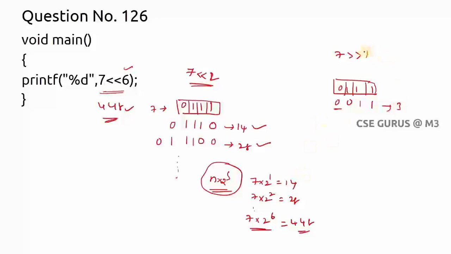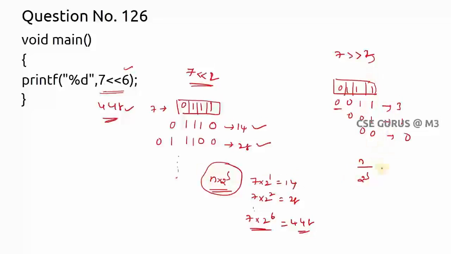Now if you want to go for 2 shifts, this has to be shifted to the right again. This 0 here, this 0 here, this 1 here. So the answer is 1. If you want one more shift, this 0 here, this 0 here, the answer is 0. And here also you have a formula, that is n by 2 power s. Earlier it was n into 2 power s, but here it is n by 2 power s.